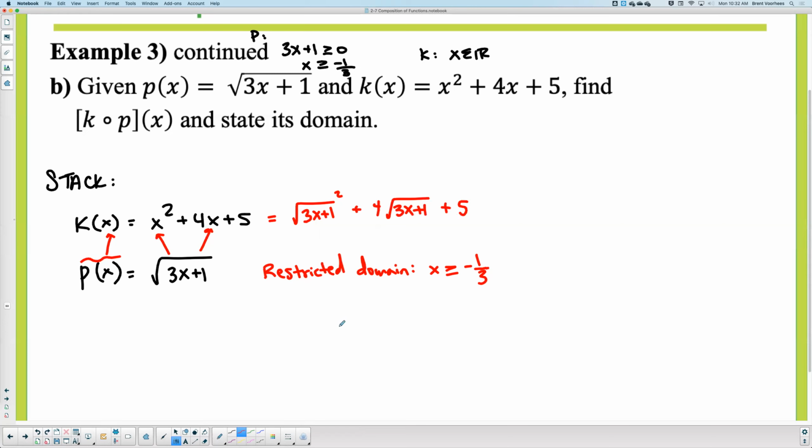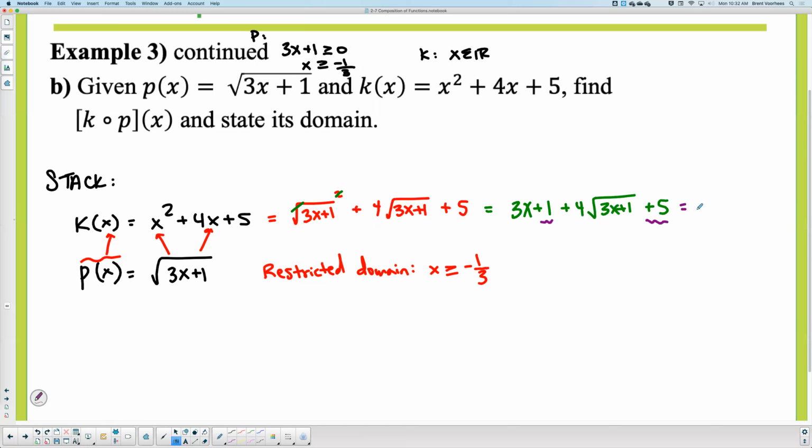Can we simplify any of this? Yes. What can I simplify? The root and the square cancel out. So we have 3x plus 1. Can I multiply inside the square root? No. Plus 4 root 3x plus 1 plus 5. Can I simplify anything from there? I can add up the positive 1 and the positive 5. Those are like terms.